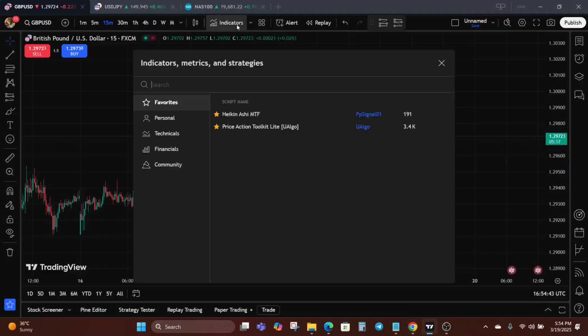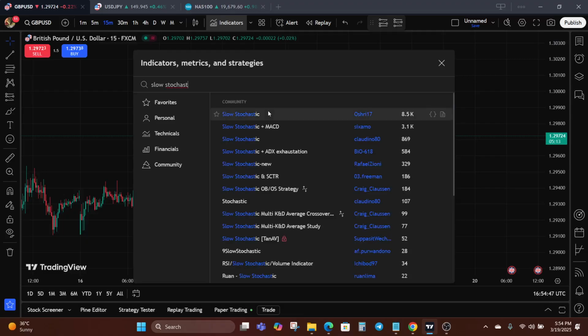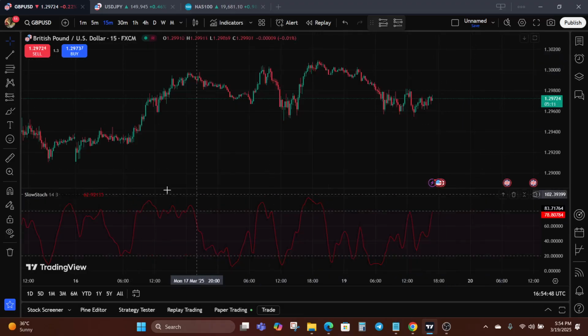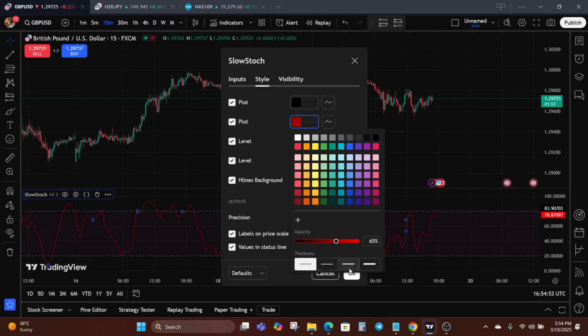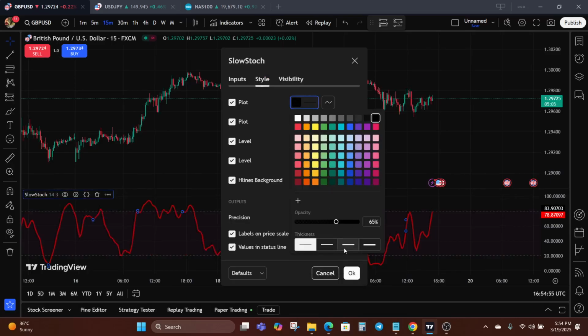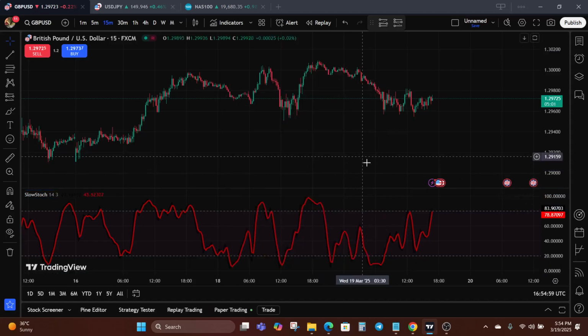Okay, let us quickly add the slow stochastic indicator to the chart. All right, so this is the slow stochastic indicator. I'm just going to make it thicker. Now, this is the slow stochastic indicator.